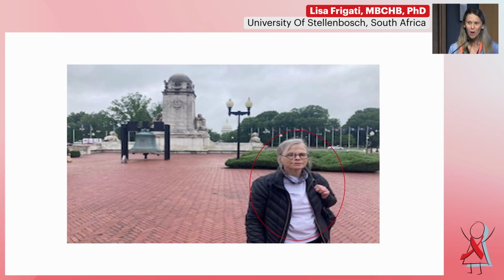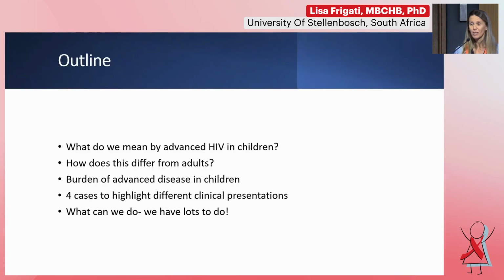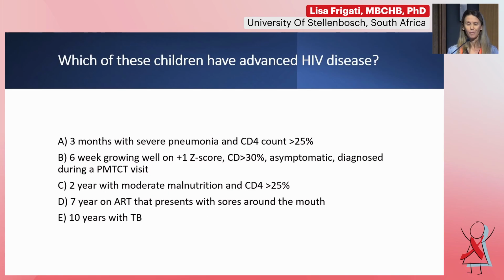So if you aren't lucky enough to have Helena Rabi at your facility, I think you will need some guidelines. So this is what I'm going to talk about today. What do we actually mean by advanced HIV disease in children? And how does this differ from adults? I'm going to talk about the burden of advanced disease in children and then use 4 cases to highlight different clinical presentations. And as I go through those cases, I'm going to try to present some updates on recent data that will inform us.